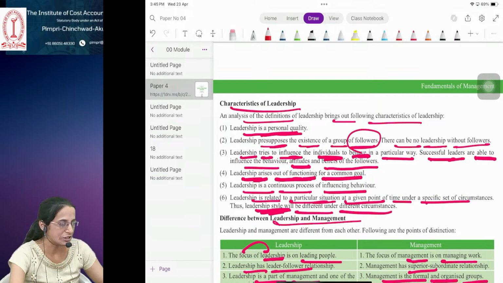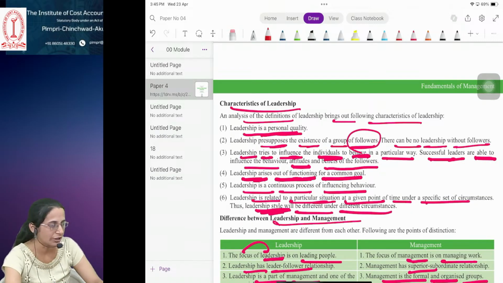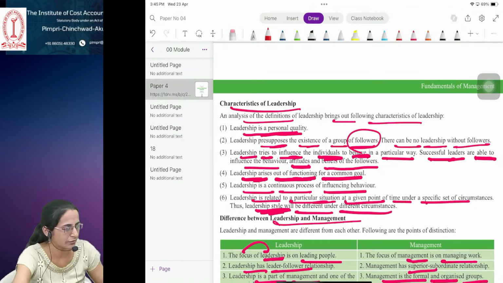Now leadership, there are various styles of leadership. What are the different styles of leadership? Leadership style based on use of authority. And next is continuum, managerial grade and systems by management.